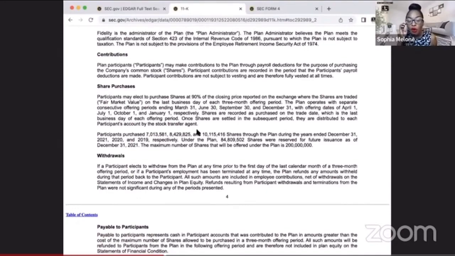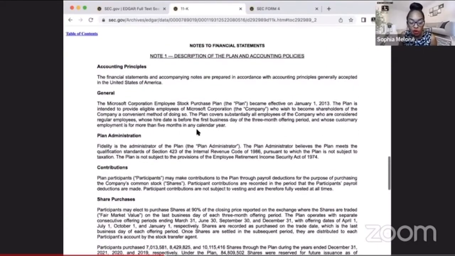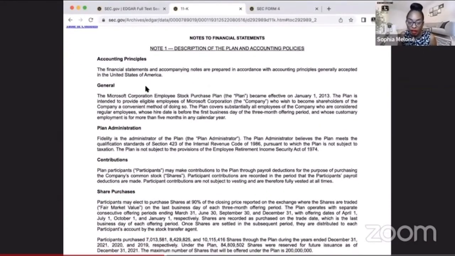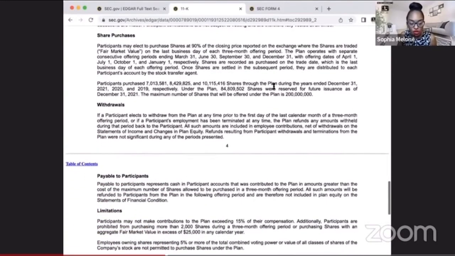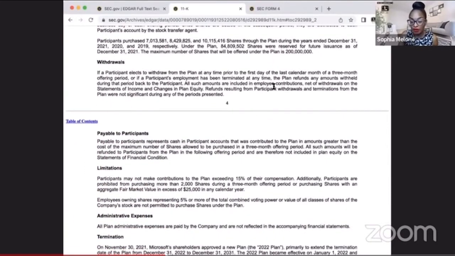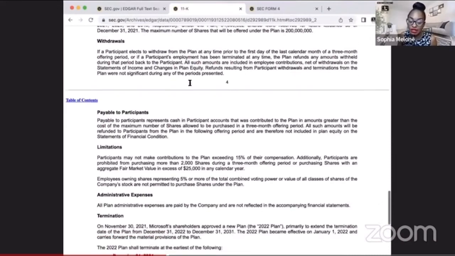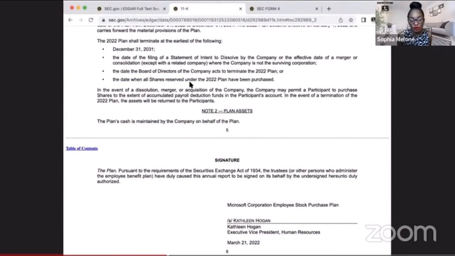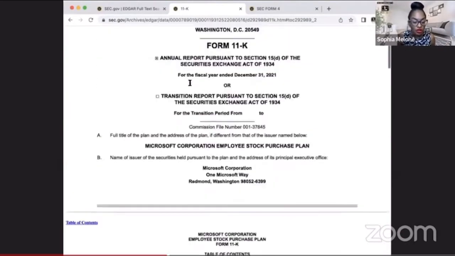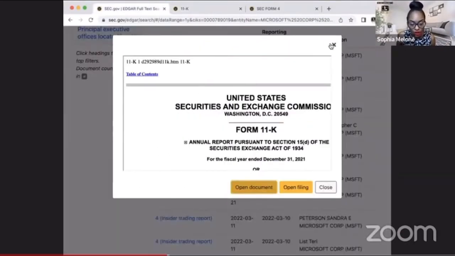However, the annual report is good to read because you're able to really see the accounting principles that Microsoft or the company is using. You get to see what their stock purchasing plan is. You get to read about the contributions, what they do with it. So that same question that you said, Scott, could be found somewhere inside of these annual reports. You just have to take the time to read through it. And if there's anything that you have questions on, you can do a little bit further research. So the 11K is relatively short.